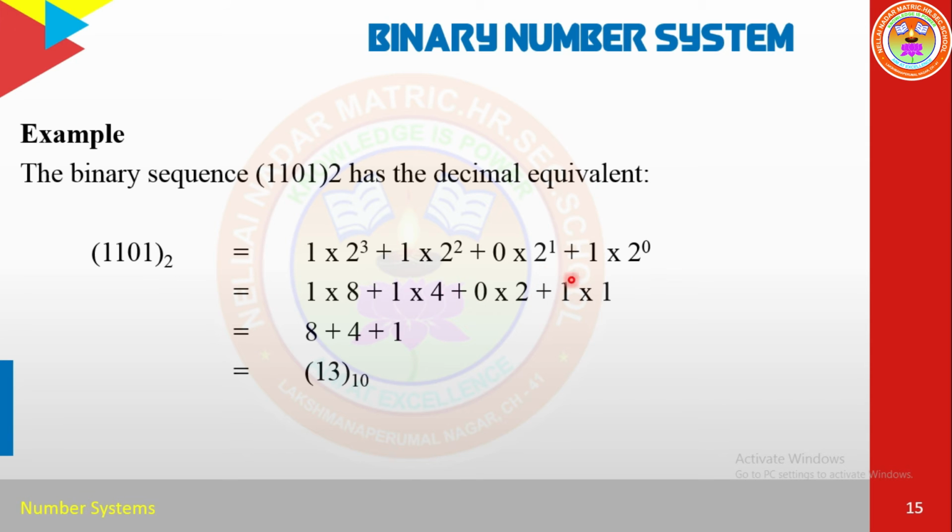Now we are going to simplify. As usual, first you have to simplify the positional values. 2 power 0 means what? Anything power 0 is 1. And here 2 power 1 is 2. Here 2 power 2 is 4. And here 2 power 3 is 8.